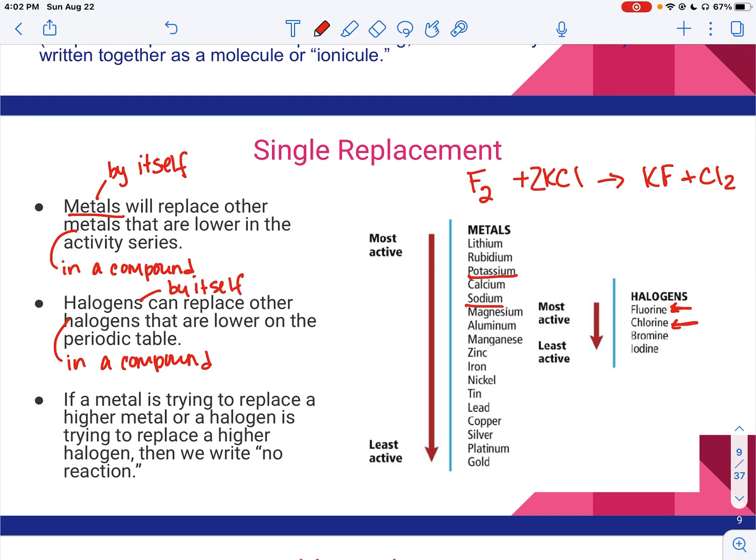And then, of course, you need to balance it. The reason I'm writing F2 and Cl2 is because they're diatomic. So if that's a question that you have, that's the answer. Halogens are diatomic. If you had the other way around and you had Cl2 trying to replace fluorine, Cl2, the element by itself, is lower. So that's going to be no reaction. Okay, so those are just for single replacement. There's no other type that you have to worry about there.